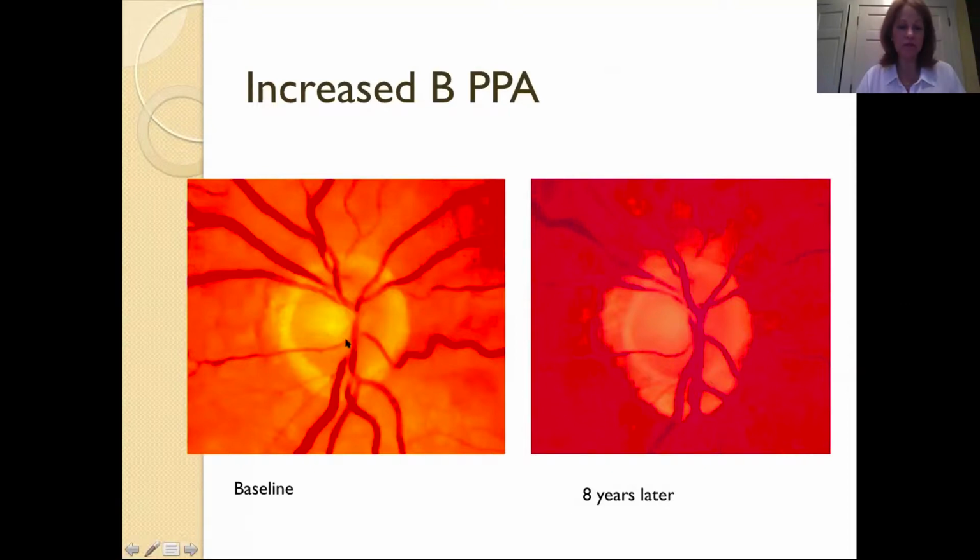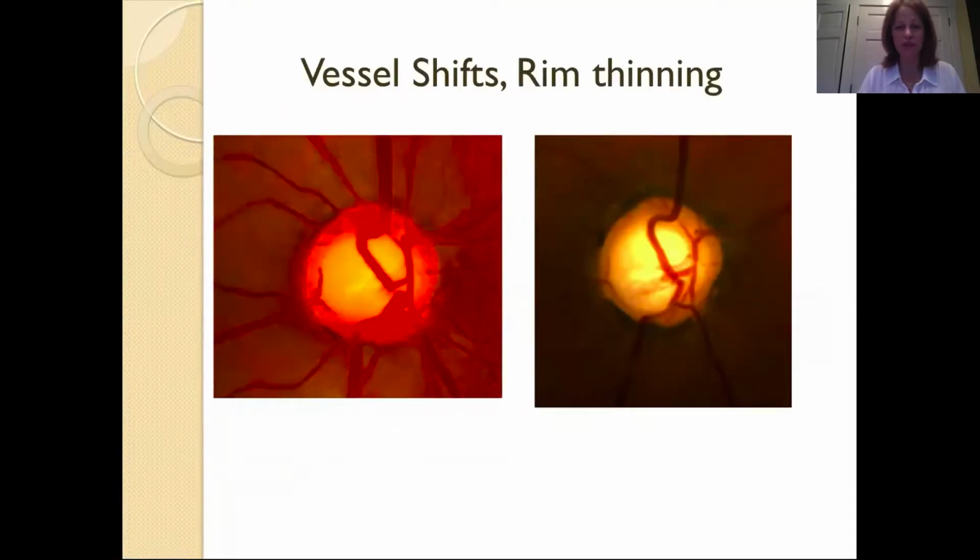I'll just point out, look at the vessel here, and now the vessel falls down into a bit of a hole over here. One thing that I didn't go into great detail with is these little areas where blood vessels constrict as they cross over the edge of the disc. That also can have a prognostic implication for glaucoma. There's also a greater risk of glaucoma change if you see little constrictions of the blood vessels as they cross the edge of the optic disc.